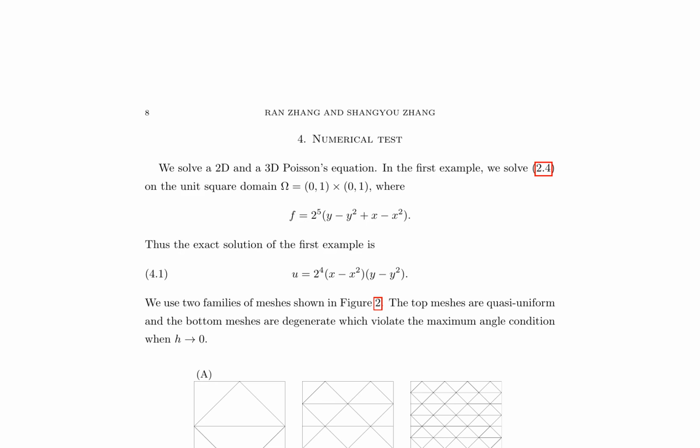x^2). Two families of meshes are employed, quasi-uniform and degenerate meshes, which violate the maximum angle condition as the mesh size h approaches 0. Quasi-uniform meshes, shown in Figure 2a, are used to test the convergence of the P1 conforming finite element method. The results, presented in Table 1, demonstrate that the method converges at the optimal order in the L2 norm and is superconvergent in the semi-H1 norm on these meshes.